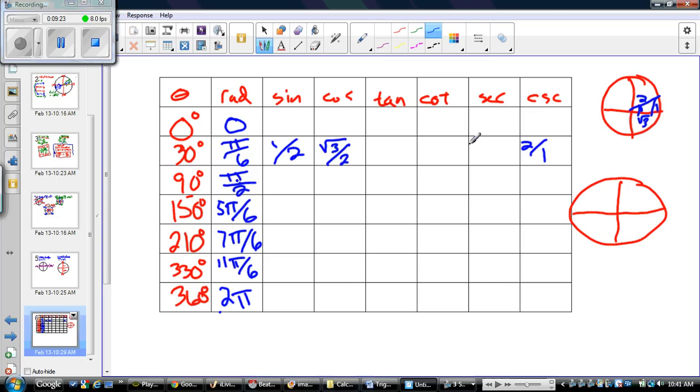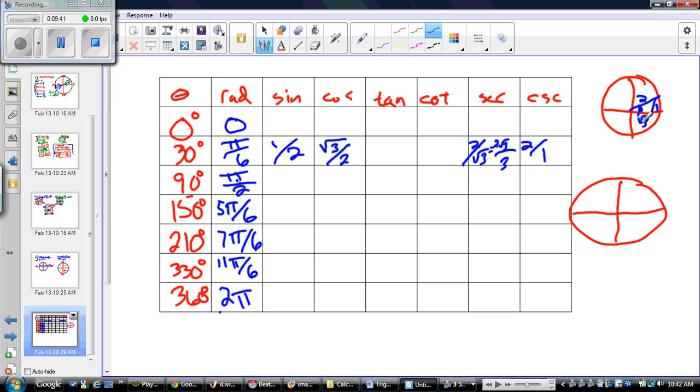We like that. And now the reciprocal is 2 over square root of 3. Wait a second, I've got to multiply both the top and bottom by square root of 3. So I'm going to get 2 square roots of 3 all over 3. Okay, remember, we cannot leave a radical in the denominator.